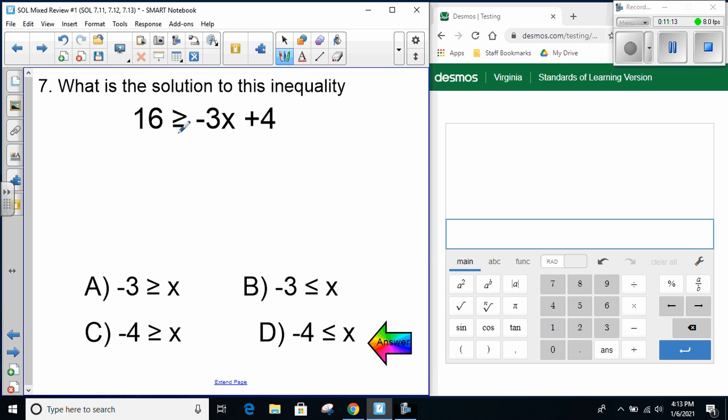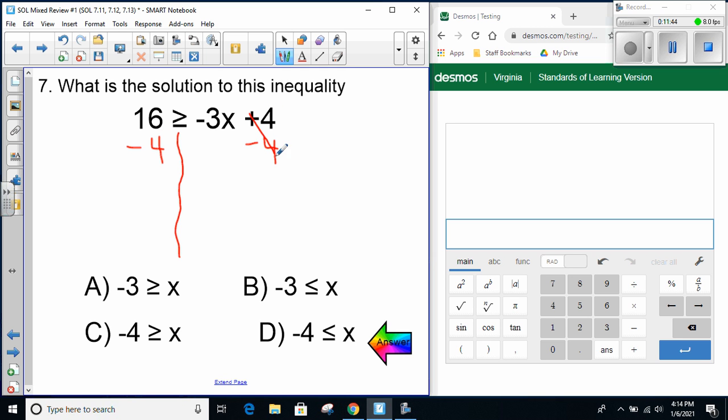I moved my answer choices down just to have a little more room to show my work. I'm separating the left and the right side of my inequality. If you remember from class, you want to undo any addition or subtraction you see first. So I see plus 4 here, and I know that the opposite of addition is subtraction, so I'm going to subtract 4. And what I do on one side of my inequality, I'm going to do on the other side.